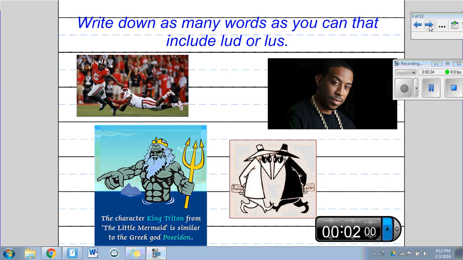What I'd like for you to do is in your notebook, write down as many words as you can think of that include the base Lud or Lus. I've included a few pictures to help you do this. So spend some time studying each picture to see if you could figure out how that picture has something to do with the base Lud or Lus. Once you've come up with at least 2 words, please restart your video.